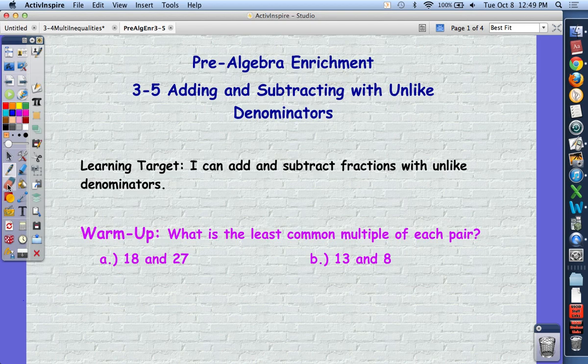What is the least common multiple of each pair? So I want you to try to write down the least common multiple of each pair. If you're not sure what that is, it'll help you if you write out the multiples of each number first. So write out 18 times 1, then 18 times 2, then 18 times 3, and you're looking for the lowest number that they have in common. So pause the video, try the warm-up, get your target, then press play.